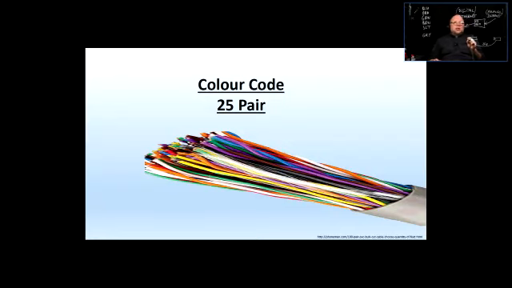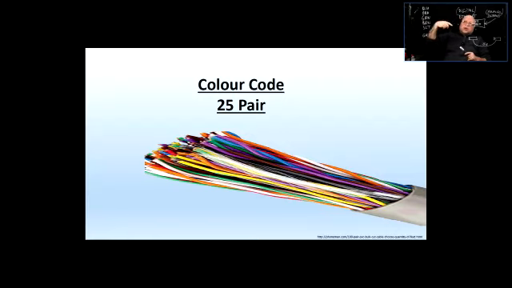The Ethernet data cable has 4 pairs. It has a blue pair, orange pair, green pair, and brown pair. So these will be the first 4 colors of the 25 pair color code. So the blue, orange, green, brown are the designation colors of the white group.